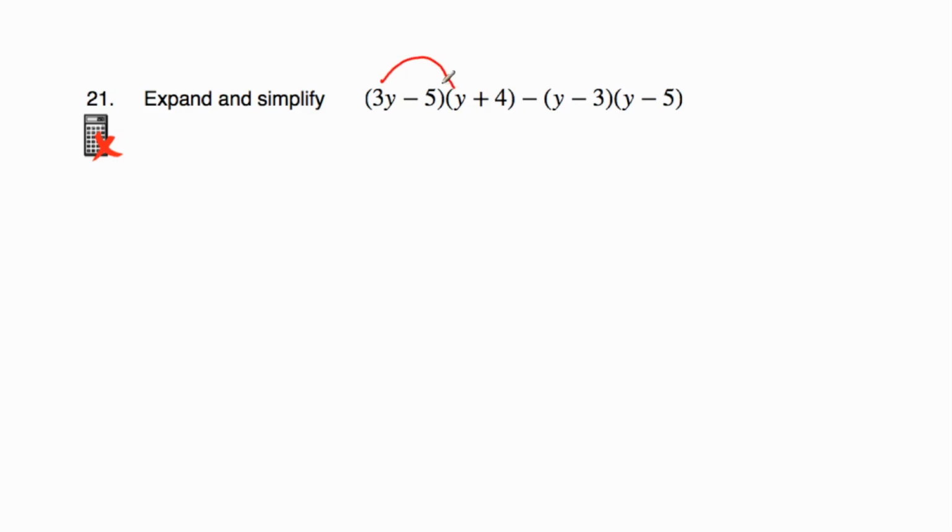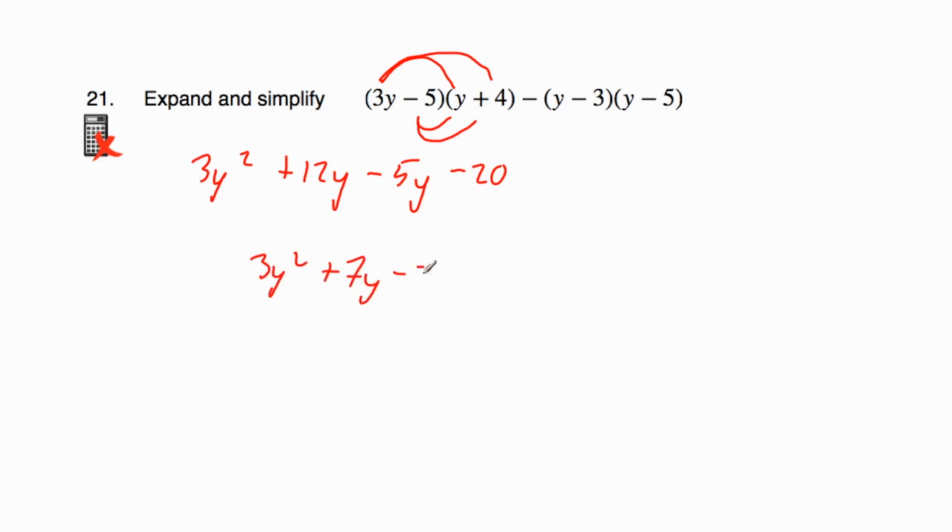So we've got 3y times y would be 3y squared. Then we've got 3y times 4, so 3 times 4 is 12, so it'll be plus 12y. Now we've got minus 5 times y, that's minus 5y. And we've got minus 5 times 4, that's going to be minus 20. Now if we collect our like terms here, we've got 12y minus 5y, that's going to be plus 7y. So 3y squared plus 7y minus 20. So we've expanded our first pair of brackets.